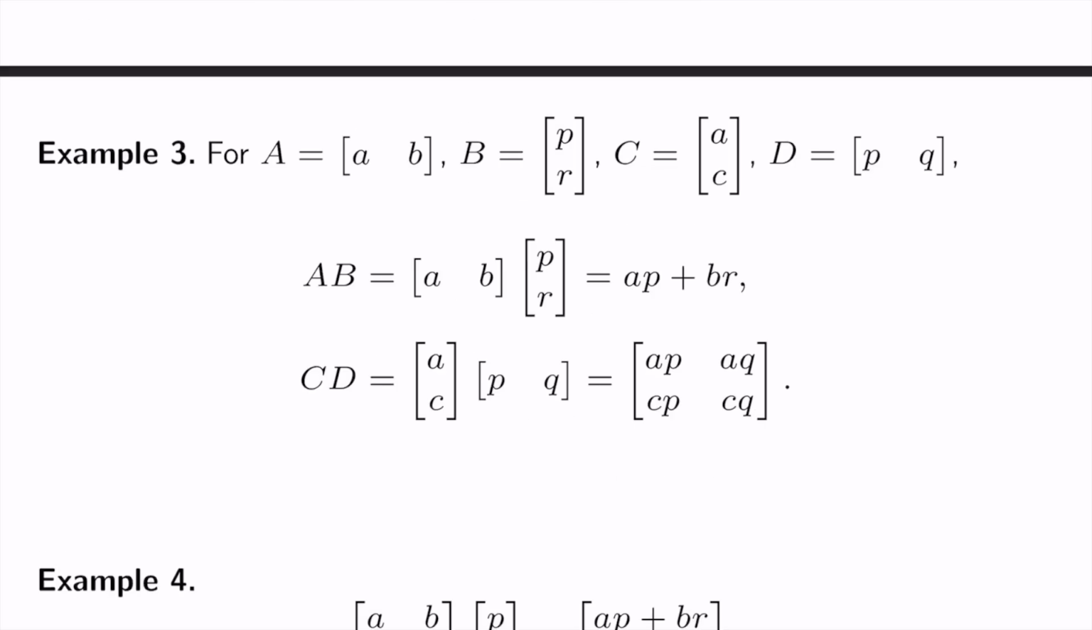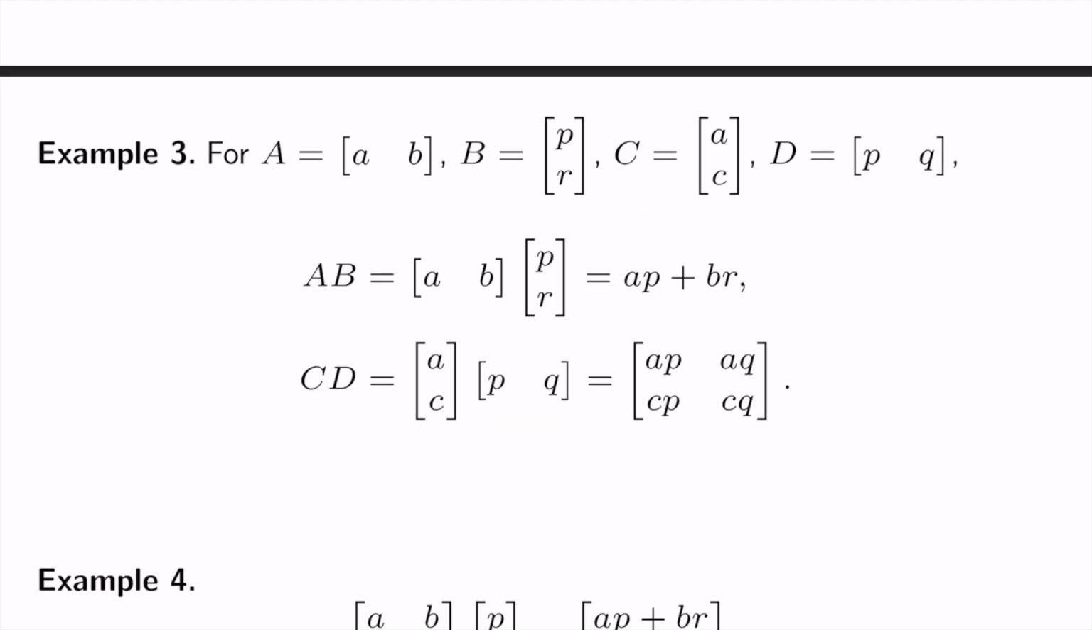Let's see more examples. If we have a 1 by 2 matrix, that is a row vector, and a 2 by 1 matrix, that is a column vector, and same for C and D, then AB is this times this. The number of columns in A is 2, and the number of rows in B is 2, so we can define the product. So AB is a 1 by 1 matrix, which is just a number or a scalar.